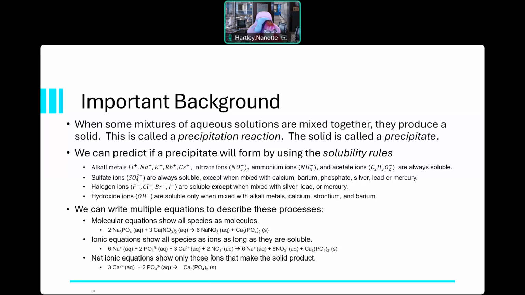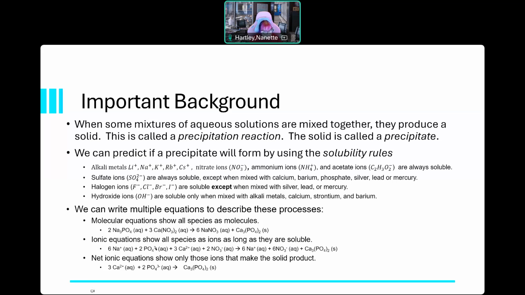Now, chemists are lazy, so we don't like to write all of this stuff, especially since not all of it's involved in doing the interesting chemistry. Some of it's just standing around. These things that aren't involved in making this solid, like the sodium and the nitrate, we like to leave out, and we call those spectators because they're not involved in the chemistry. So we can write a net ionic equation that only involves the ions that are involved in making that solid. We have the calcium and the phosphate going to make that solid, and we've left out the spectators. So those are the three types of equations that we can write.